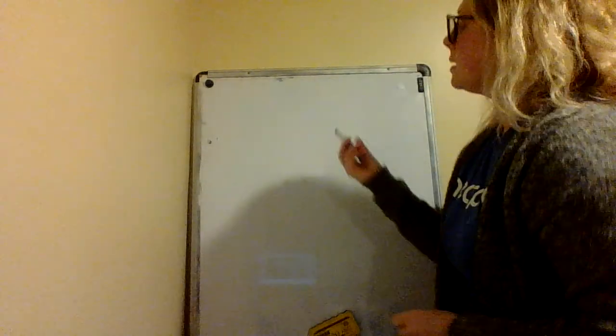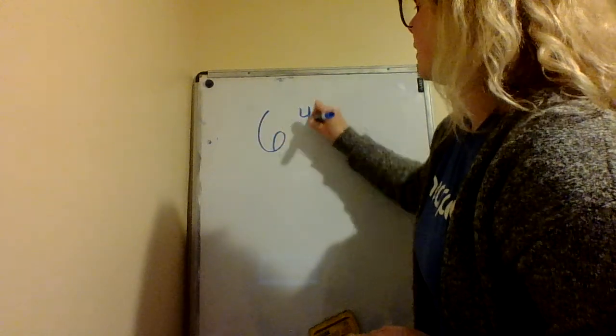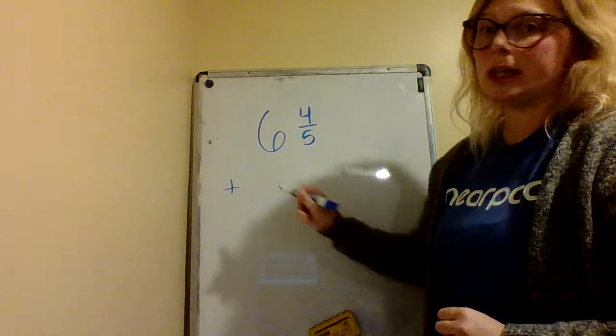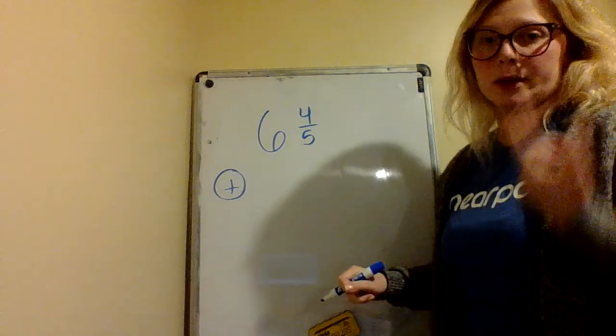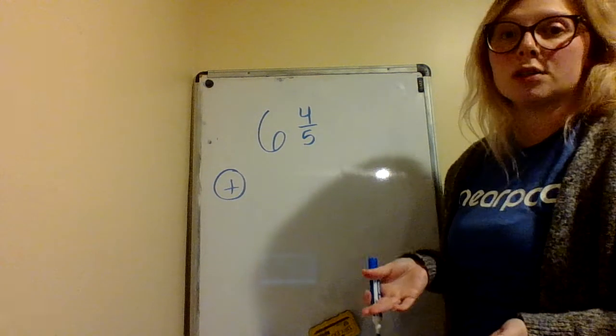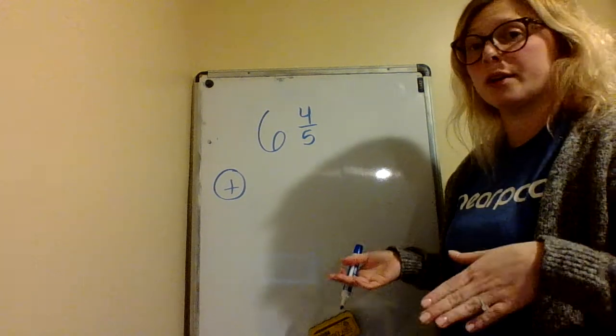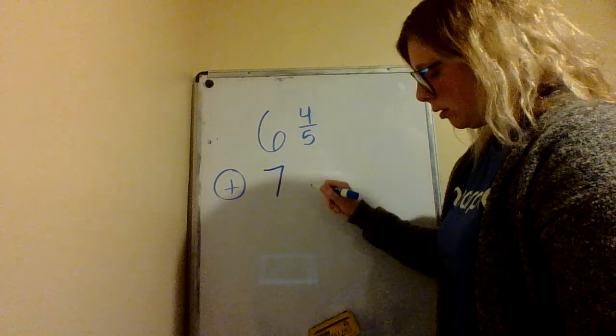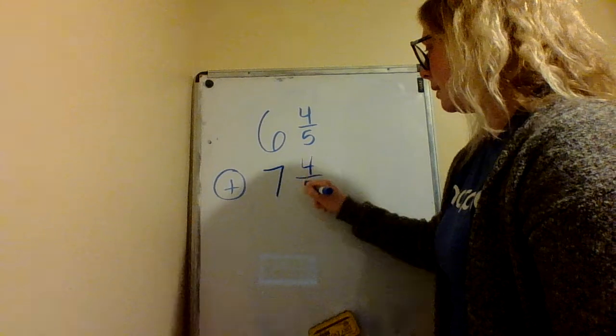Okay, 6 wholes and 4/5 plus, okay, if it helps to like circle the sign to think about what you're doing, do that. I know you can't circle it on a computer, but you could write it out in your notebook, do it, and then go back. And then 7 wholes and 4/5.